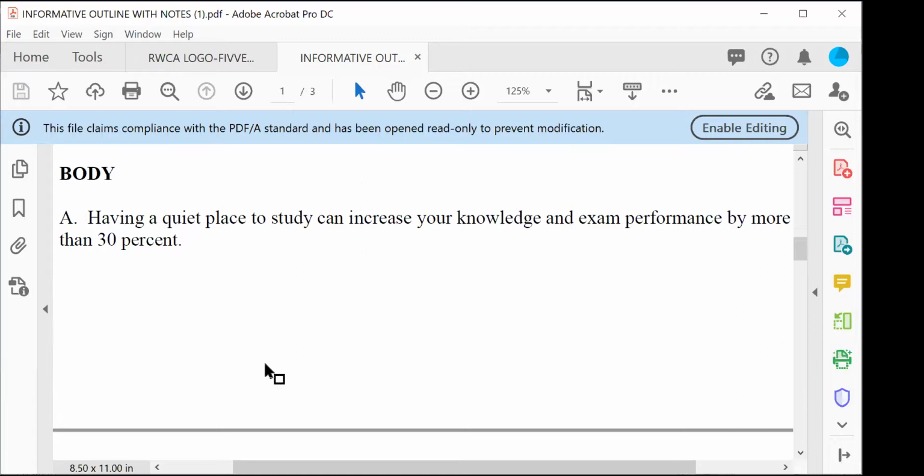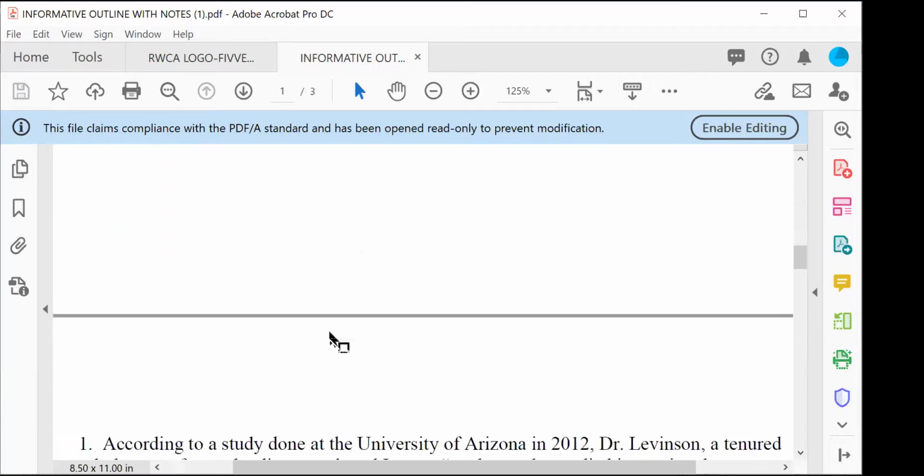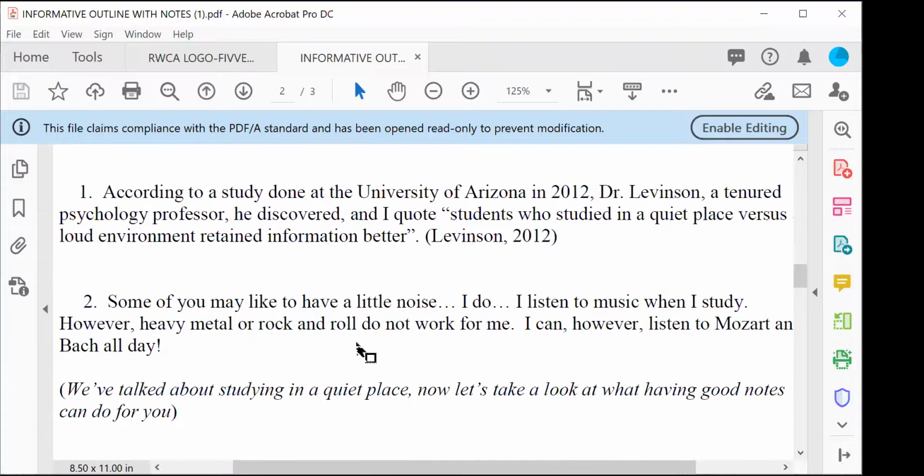A, having a quiet place to study can increase your knowledge and exam performance by more than 30%. That's my statement. Now I have to back it up. According to a study done at the University of Arizona in 2012, Dr. Levinson, a tenured psychology professor, discovered, and I quote, students who studied in a quiet place versus a loud environment retained information better.